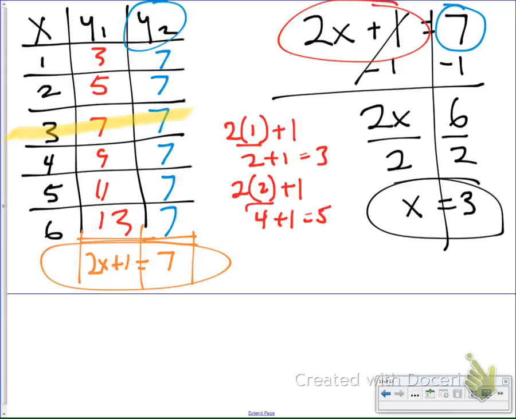I have a 7 in y1, and I have a 7 in y2. When those columns match, whatever x value you have is your solution. So that's how we're checking it out. And sure enough, if I look here, I have a 3, and I have my x equals 3. So that's how I know it's correct. So if you find yourself looking at a table, your solution is always going to be identified when y1 and y2 are matching. So that's how we set it up and verify our equations with a table.